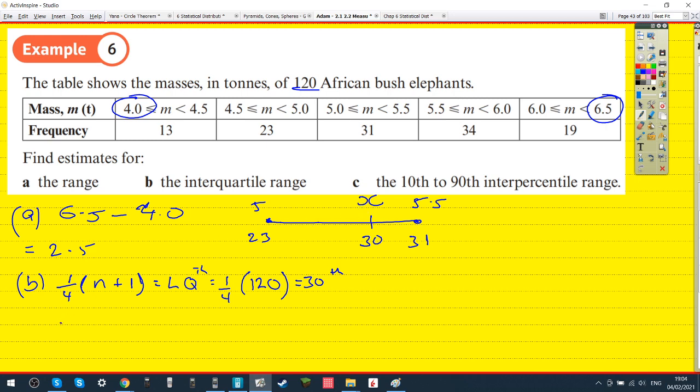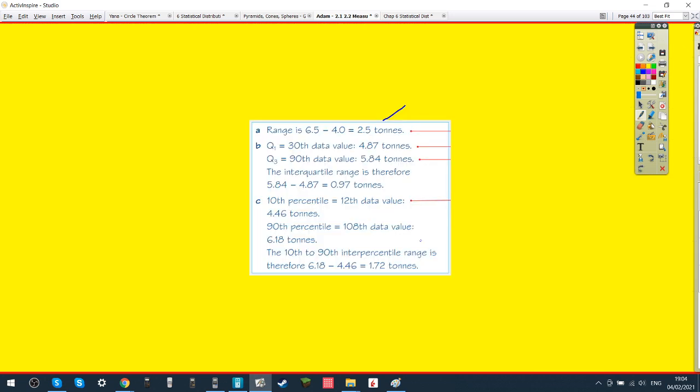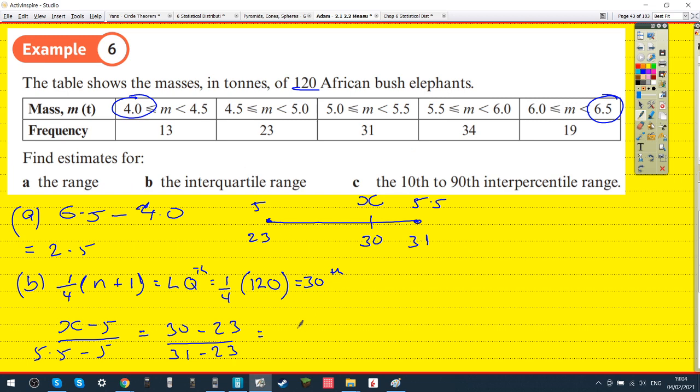It is. So this one on the left, x minus 5, and then it's 5.5 minus 5. And then on the right it's 30 minus 23 on the top, and then 31 minus 23 on the bottom. And then we can put that on the calculator. You get 4.87. Okay.